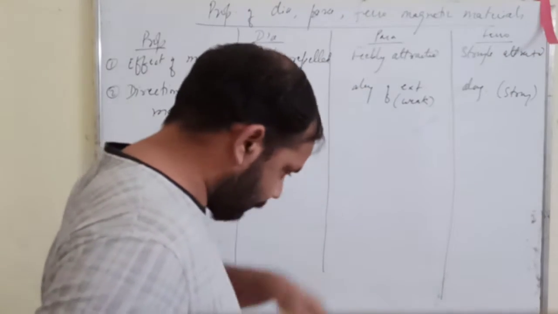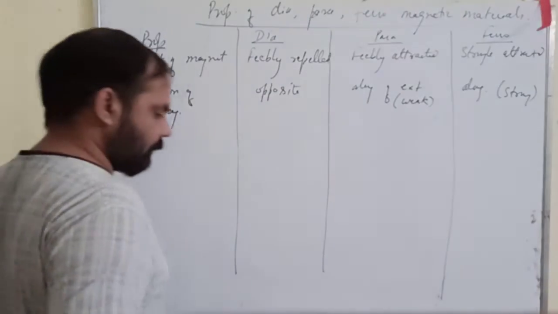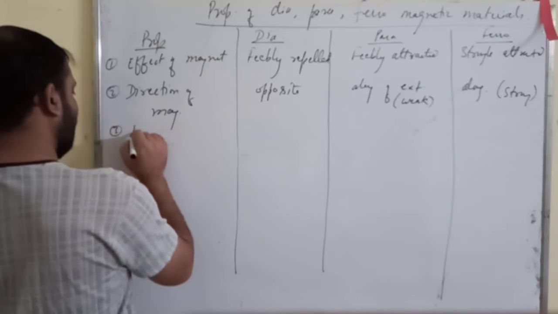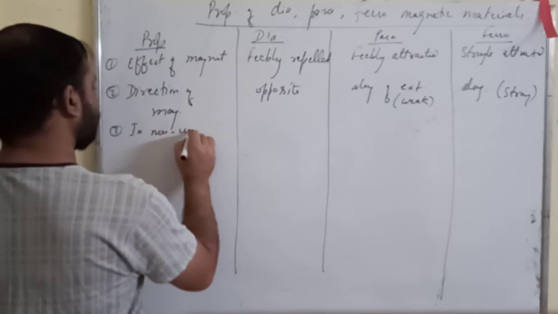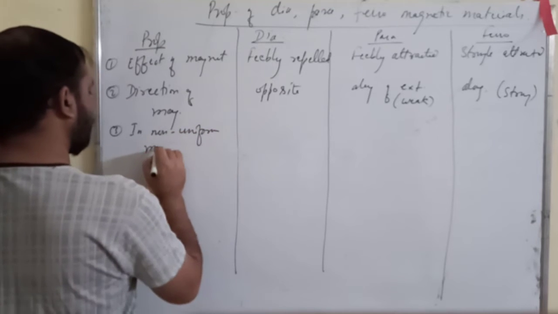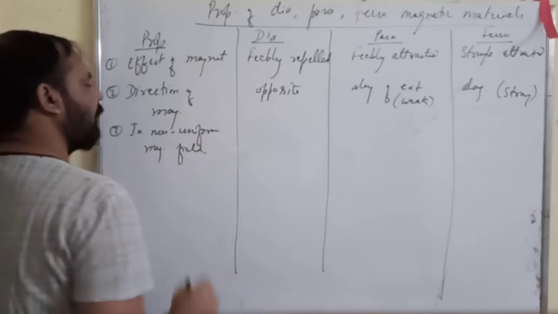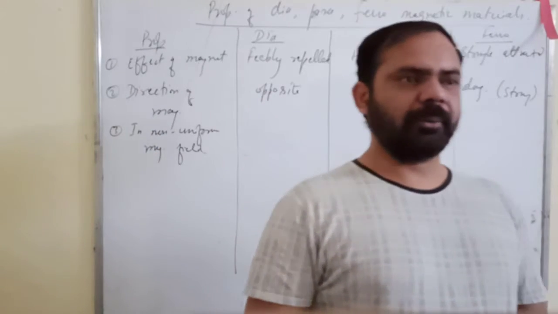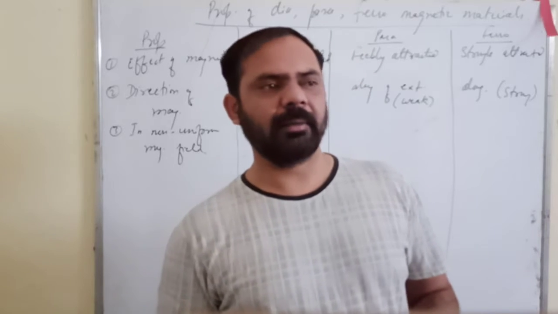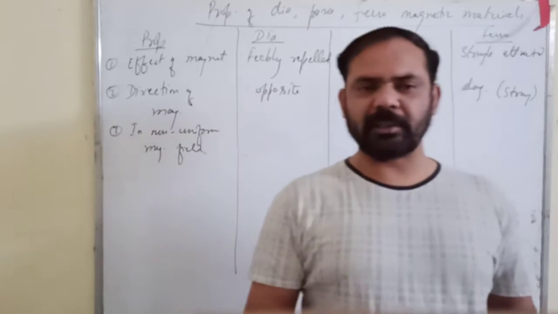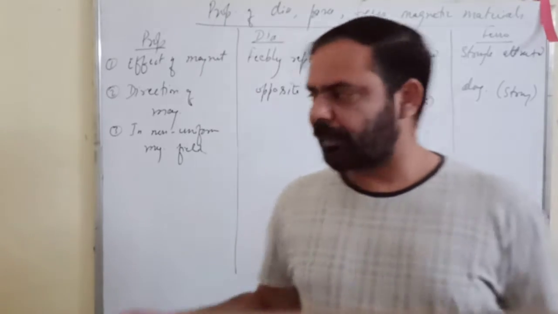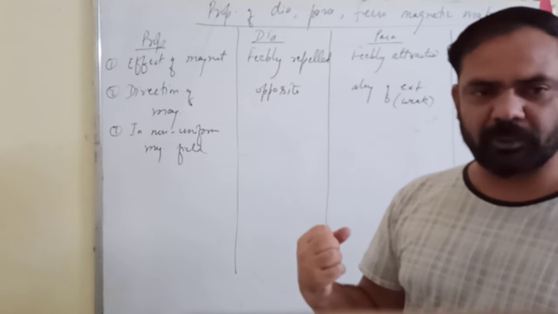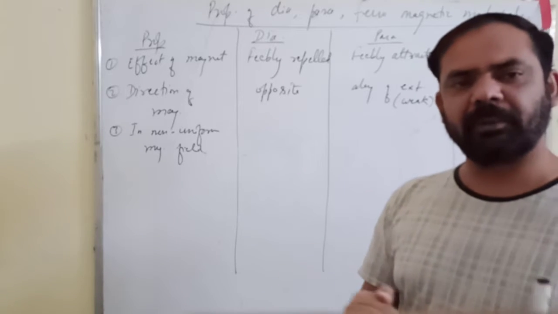Then the third one is, if you place them in a non-uniform magnetic field. Now we know that when we place a material inside a uniform magnetic field, it experiences torque. Net force is zero. But if you place it inside a non-uniform magnetic field, then it will experience a force also. Due to that force, it will have a linear movement.